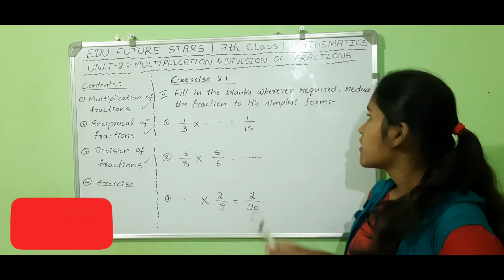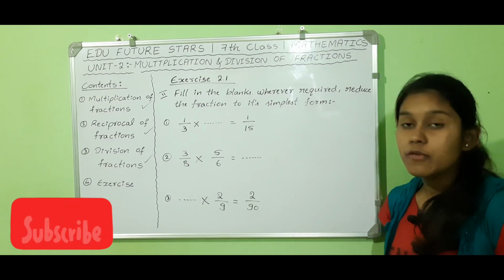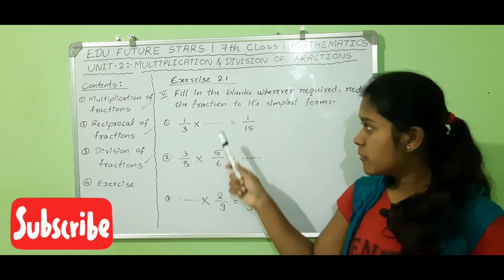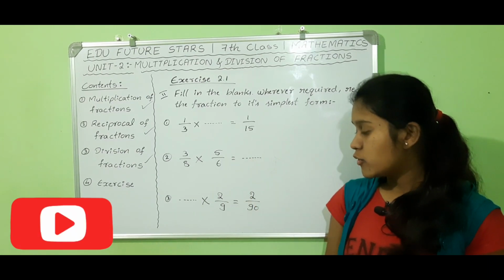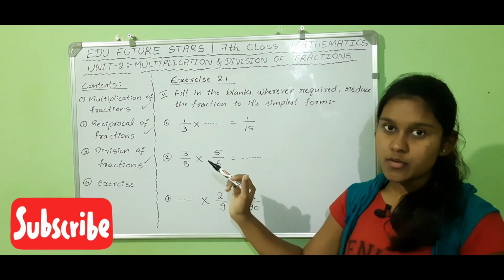Fill in the blanks. Wherever required, reduce the fraction to its simplest form. Right? So we have to fill these blanks. And also, if required, we have to reduce that form. So see the first question.